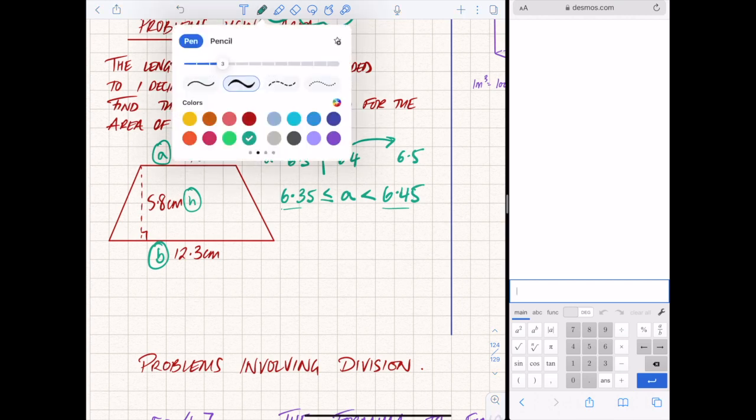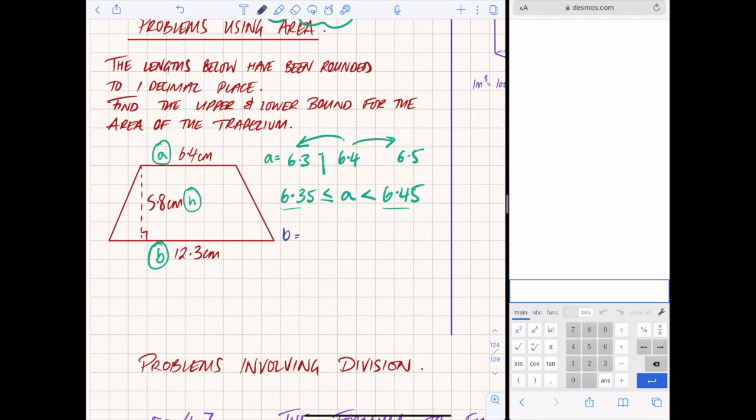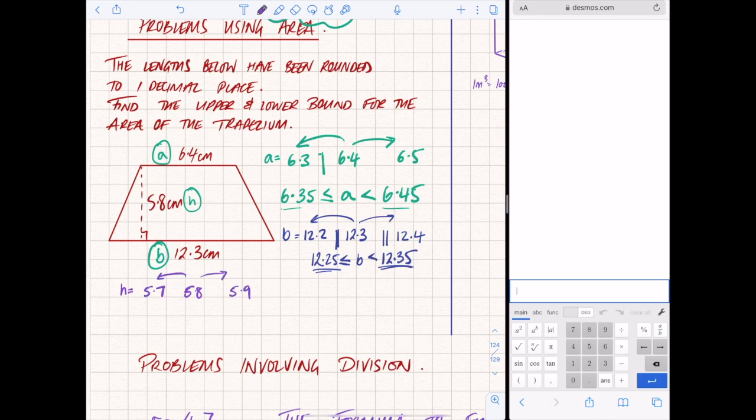If I do the same for B, B is 12.3, because A and B are your parallel sides. 12.4 is my next value, 12.2 is the previous, go in the middle. So it becomes 12.25 is less than or equal to B, which is less than 12.35. So, upper bound, lower bound, and then we're going to do the height. It's 5.8, so 5.9 and 5.7, so we're going 5.75 is my lower bound, call this H, and 5.85 as my upper bound.